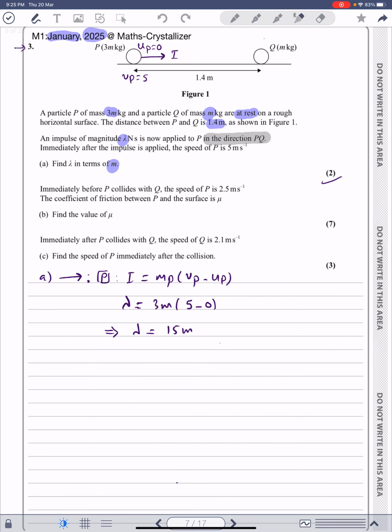Writing the particle we are writing the equation on will help you and the examiner to understand what you are doing. Immediately before P collides with Q, here we recognize that we are talking about collisions now, the speed of P is 2.5 meters per second. The coefficient of friction between P and the surface is mu. This is well known to us as mechanics M1 students. Find the value of mu.